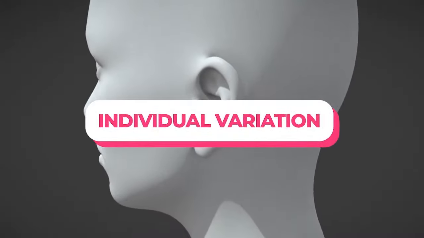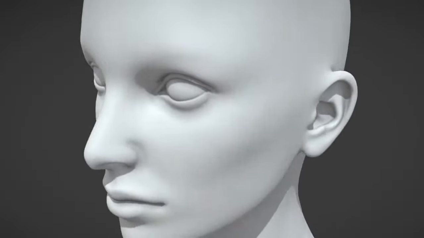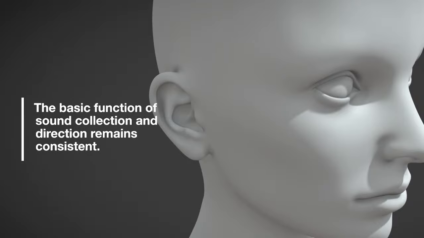Individual variation. The shape and size of the pinna vary greatly among individuals, and these variations can affect the way sound is perceived. Despite these differences, the basic function of sound collection and direction remains consistent.